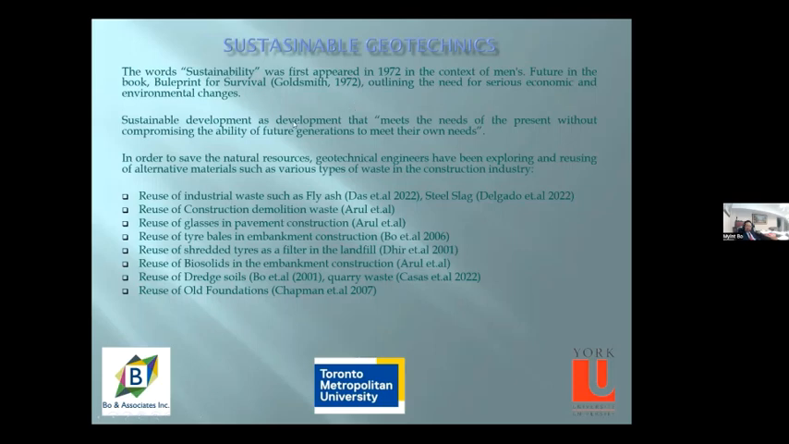Coincidentally, I think this month there is a special issue on sustainable geotechnics. I and two other professors, as editors, will bring it out under the Environmental Geotechnics journal from ICE.